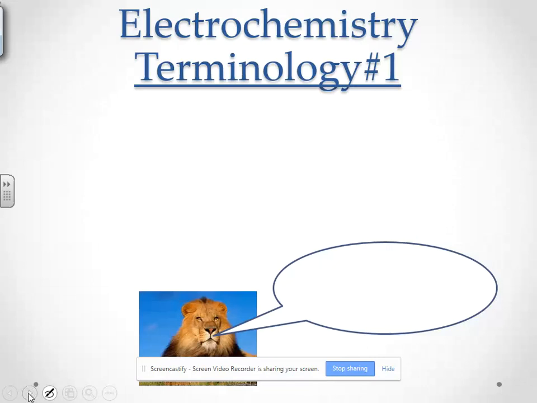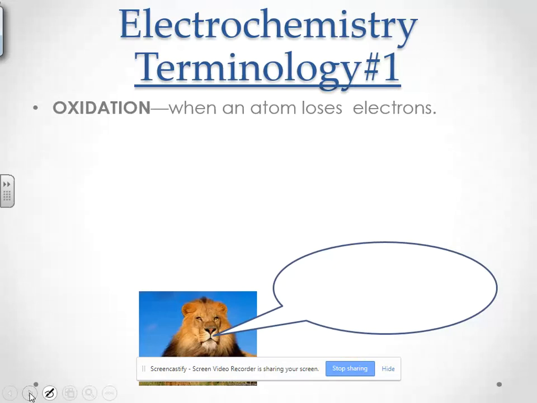Let's look at some vocabulary that we need to know for this unit. Going back to redox reactions. Remember from chapter 4, we learned that oxidation occurs when an atom loses electrons. During this process, the element attains a more positive oxidation state.